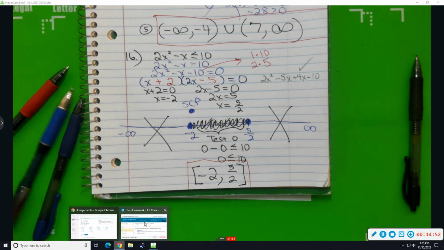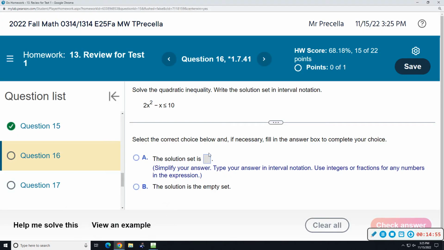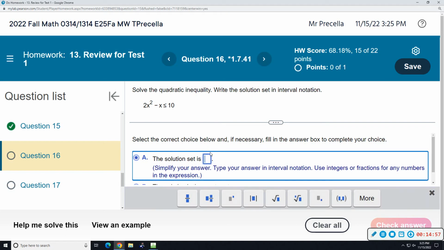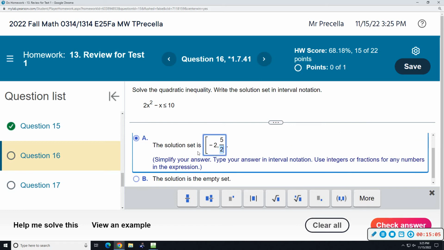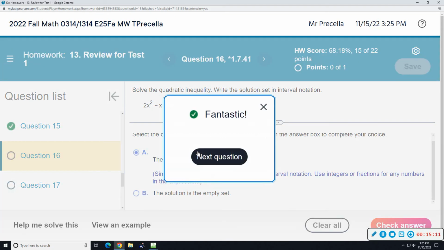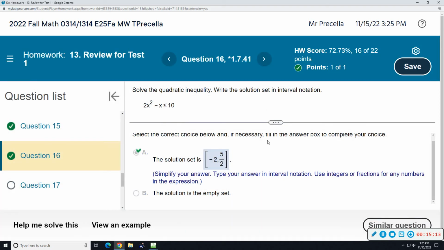So we go to the My Lab and we type in the answer. Bracket, -2, comma, 5 over 2. Get out of the denominator before you close off the bracket. Any questions there?